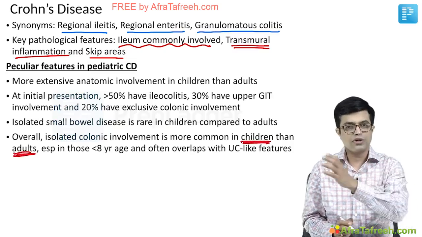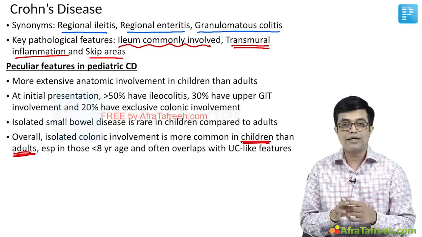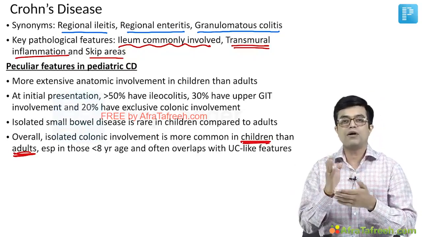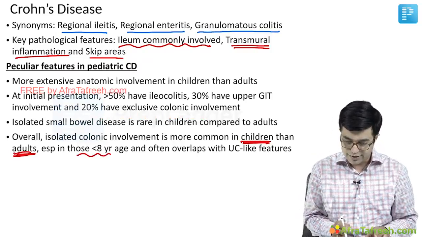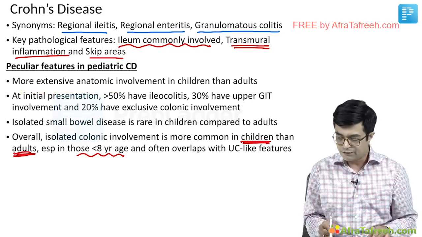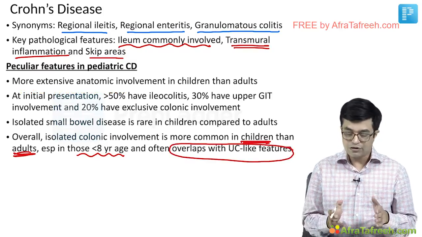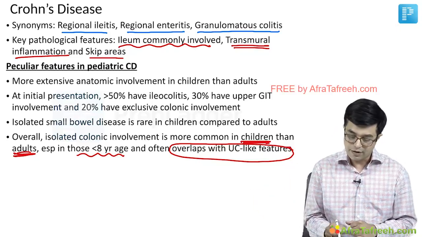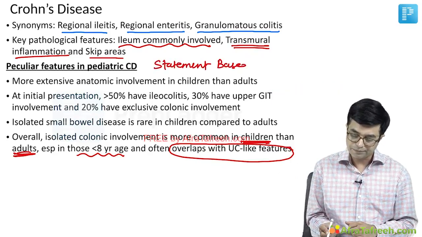In case of adults, only colonic involvement is not common, whereas in children less than 8 years, 20%, every 1 out of 5 children, will have only colonic involvement. So it will be common in less than 8 years of age, and where there is purely colonic involvement, they will have features overlapping with those of ulcerative colitis, right? So the features of pediatric Crohn's disease are slightly different from what you find in adults, and all of these are potential statement based MCQ points for your entrance exam.